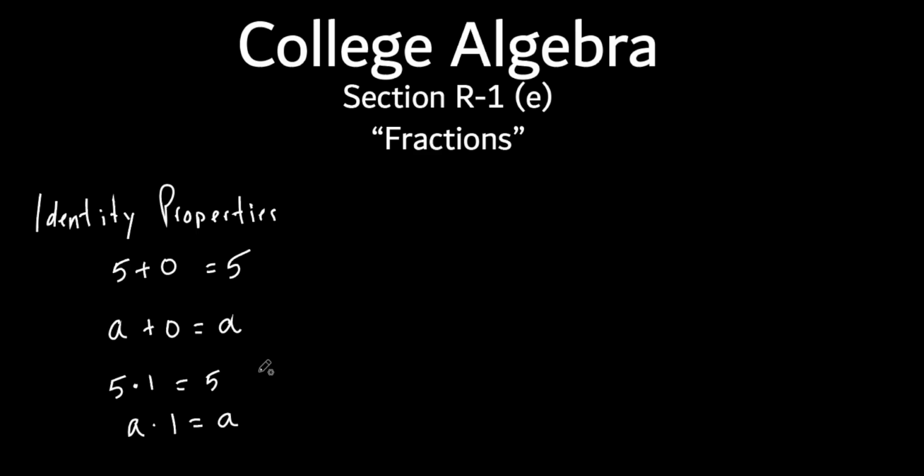Okay, what do you add to a number to keep it the same? You add 0. What do you multiply a number by to keep it the same? You multiply it by a 1. All right, that's that. Then we've got this other word called additive inverse.